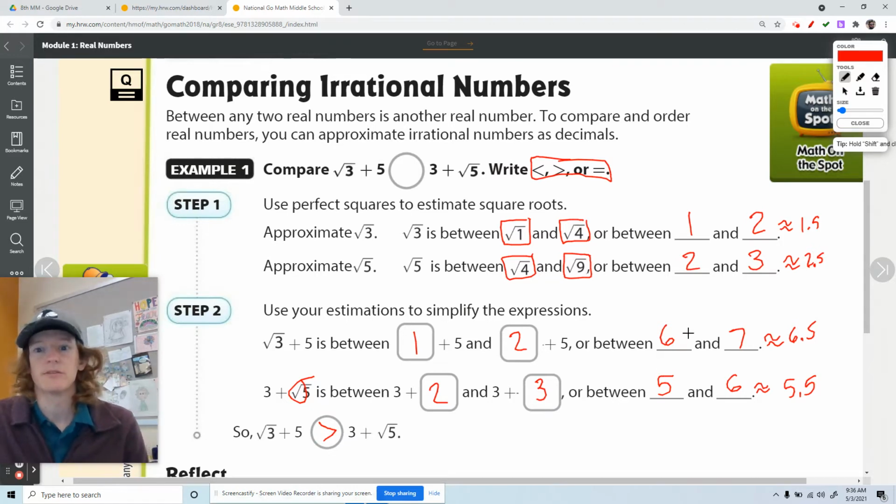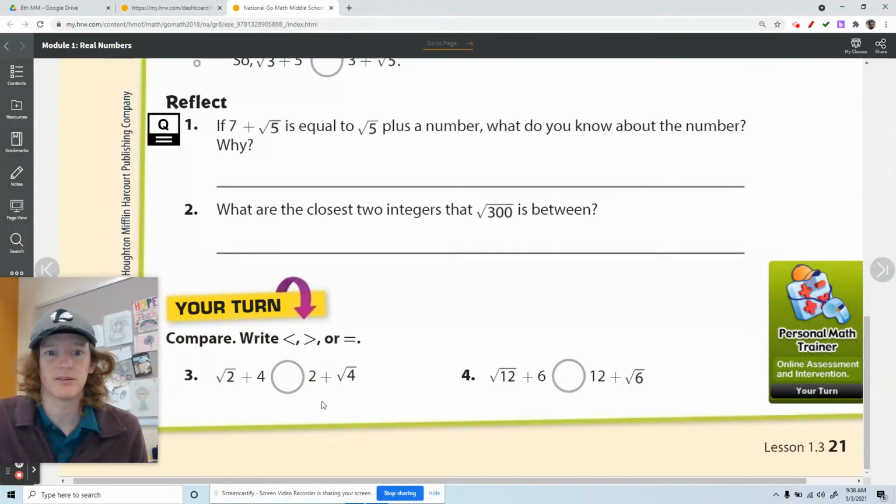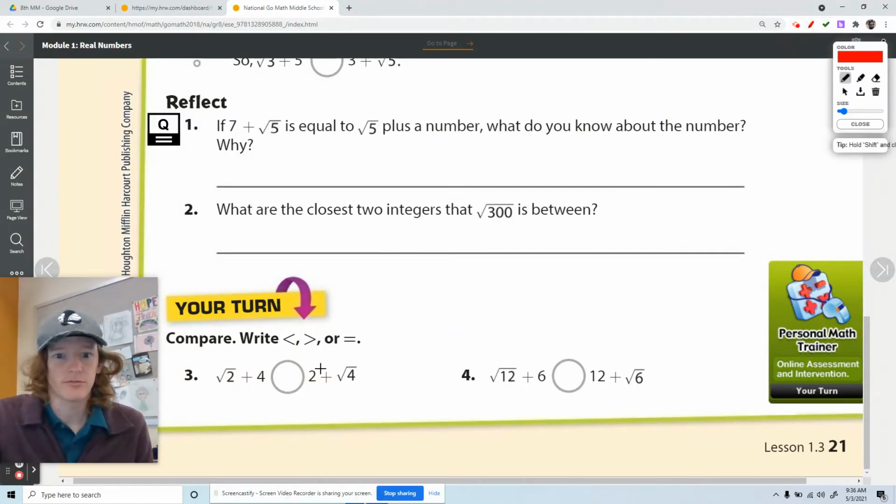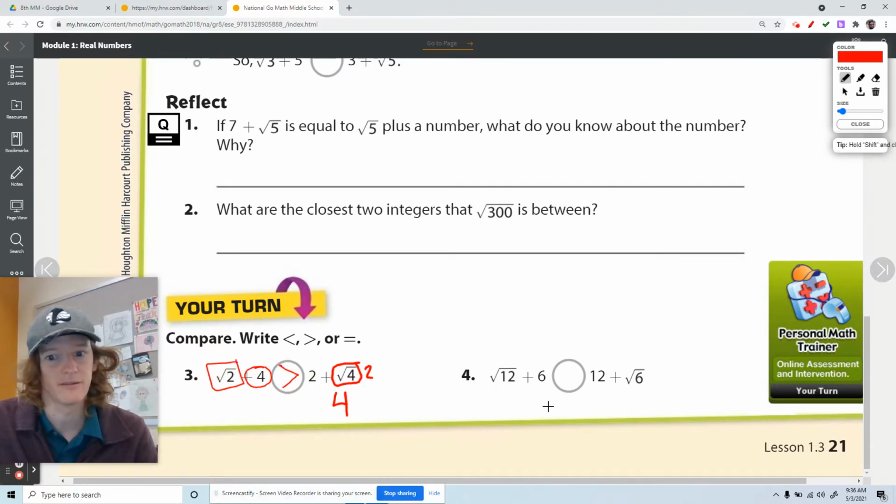All right, so for a lot of these, we should be able to just estimate what these irrational numbers are without even using our calculator to decide which one is larger. So let's go to the bottom, and they're going to do number 3 and number 4. Well, number 3, we have the square root of 4, which actually is a perfect square. So over here, this equals 2. So we have 4 on the right side. 2 plus 2 is 4. And on the left, we have 4 plus something else. So no matter what, that's going to be bigger.